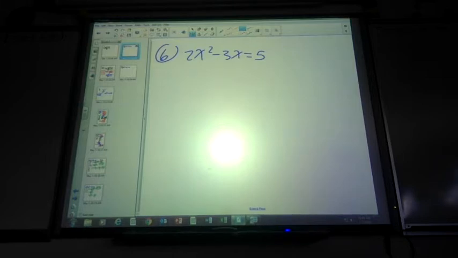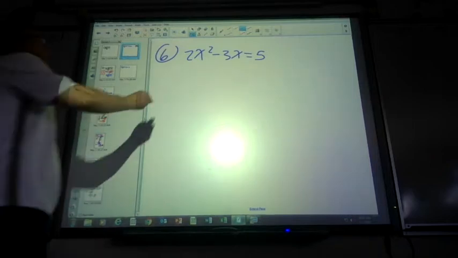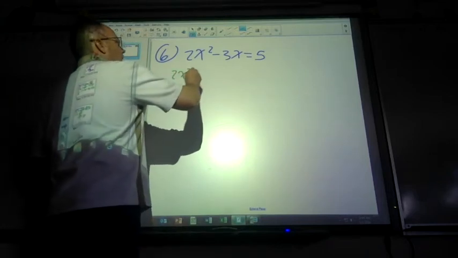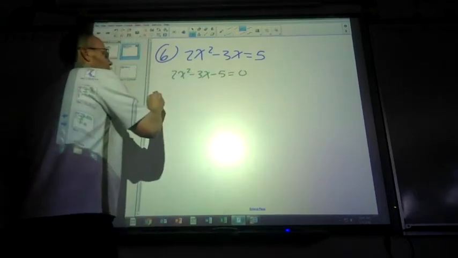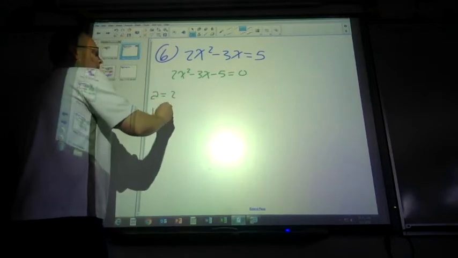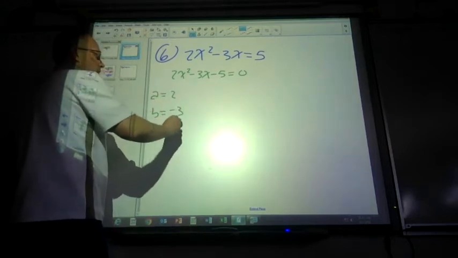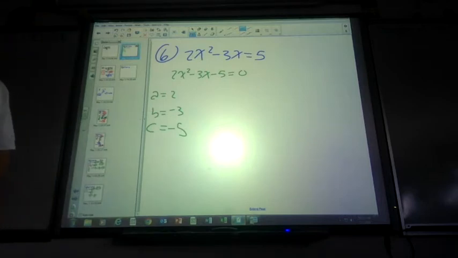Where are students going to make an error on this problem? There will be a negative, yeah. Where's the error? The 5 is not equal to 0. So let's move the 5 over. So I'm going to have 2x squared minus 3x minus 5 is equal to 0. I know my a value is 2. I know my b value is negative 3. I know my c value is negative 5. Agreed?